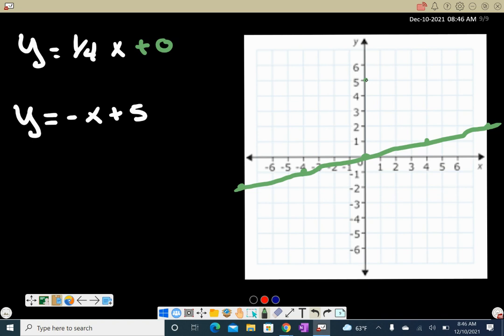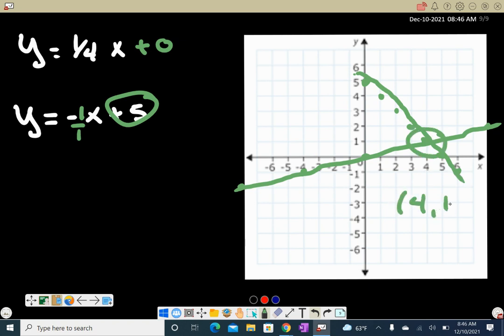All right. Positive 5. Y-intercept. Positive 5, down 1, right 1. How is it down and right? Because that's a negative 1 over 1. Okay, where do those two lines intersect each other? X is 4, Y is 1.